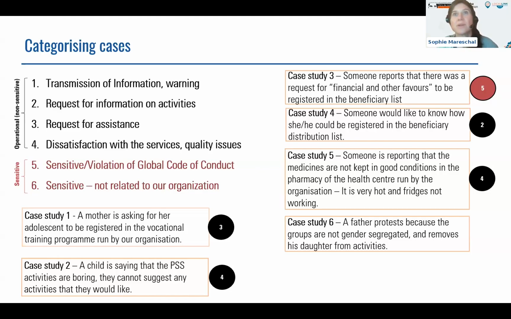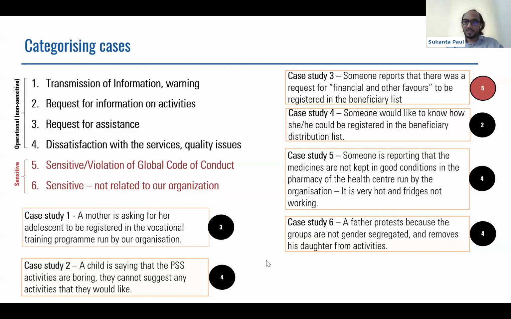It's 4. Someone said 6, but there is a consensus on 4. Yeah, 4 is winning. So it's 4 because the father really wants the groups to be separate on gender, and maybe it's really important for the cultural aspects, right? So it's asking us to change our approach of working there.